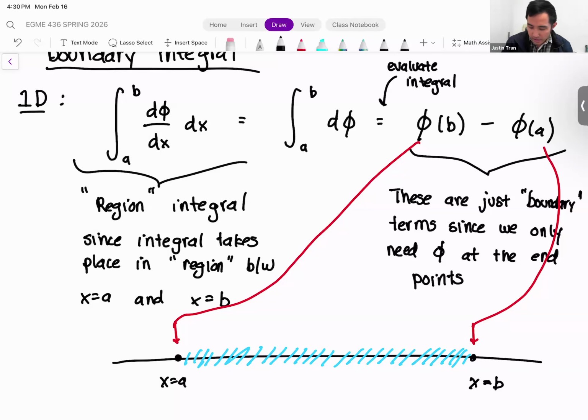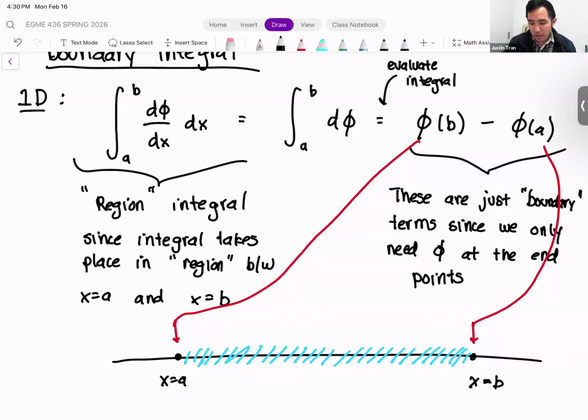In one dimension, we didn't really have to invoke any special theory to just evaluate the integral. But this same idea is going to generalize to two dimensions and three dimensions as well. All right. Any questions on the 1D theory? Okay. So let's look at the divergence theorem in 2D now. I think with 2D, it becomes more clear why we need this theory.